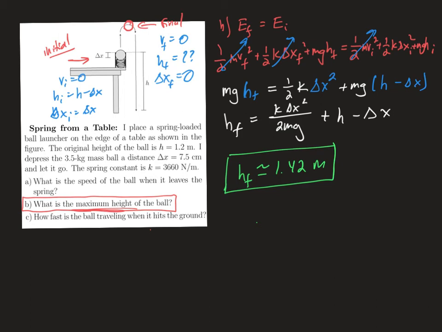Since I found the height from the ground, I'm going to write that very clearly: I found the height from the ground, not from the top of the spring. Okay, let's go on to the third part. I should be able to do that pretty easily. How fast is the ball traveling when it hits the ground?